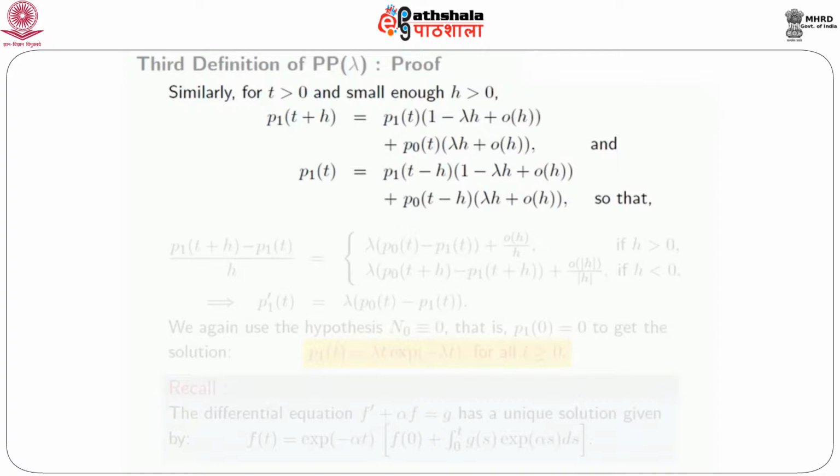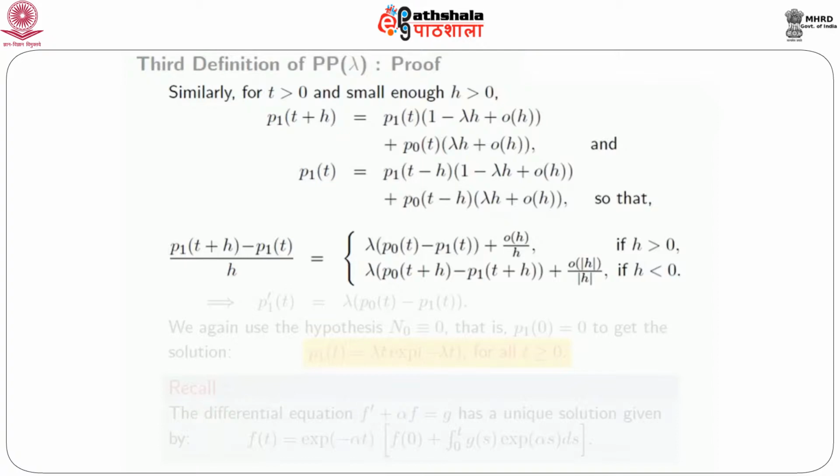Of course, other possibilities are ruled out, because if the interval is small, and in fact we are going to take the limit as h goes to 0 plus, we know that the probability of there being two or more arrivals in that small interval is almost 0, negligible. Okay, so this is what you have from those considerations. And similarly, P1t would be equal to P1 of t minus h times 1 minus lambda h plus little o of h, plus P0 of t minus h into lambda h plus little o of h.